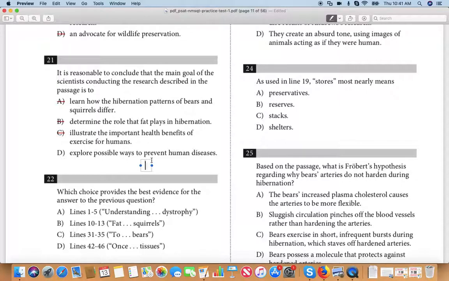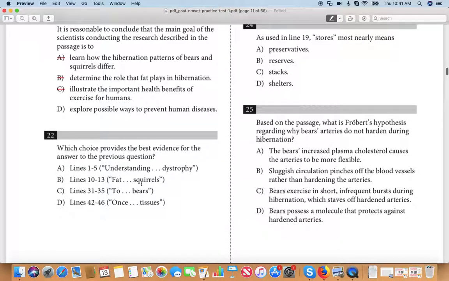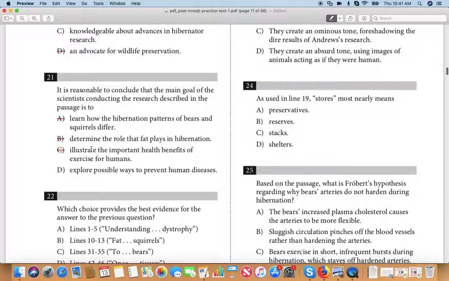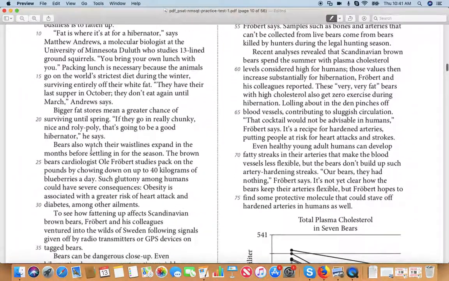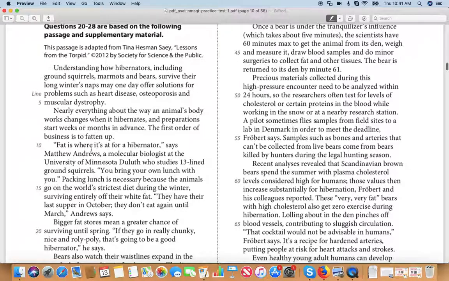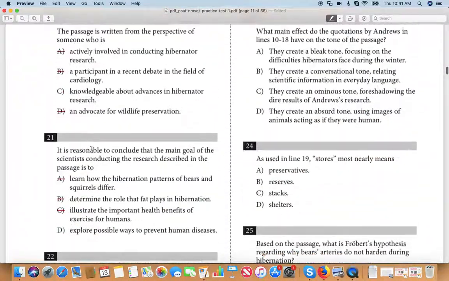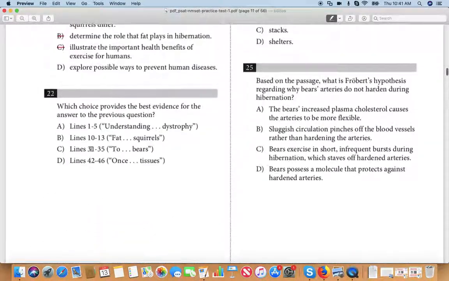Which means for question 22, we see the answer, right? And that's one of the nice things if you can find the answer on your own. If you can read 21 and be like, what's the evidence of the main goal? And you're like, oh, okay, 1 through 5 looks pretty good. You can be very confident in your answer for 21, and then you don't even have to read the lines for 22. You already know. It's got to be A, which it is.